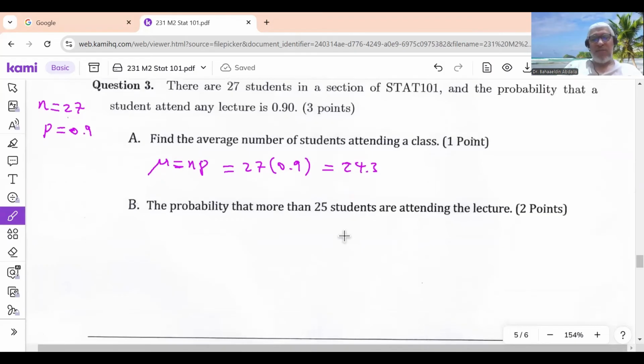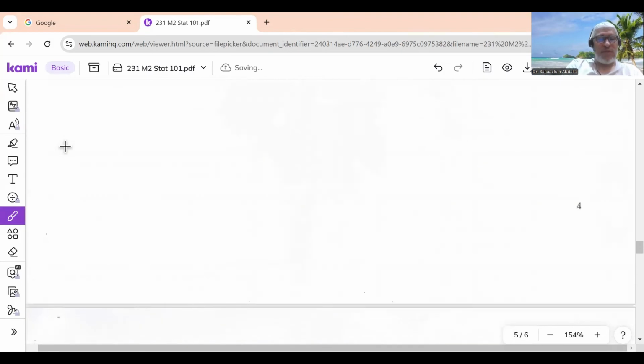The probability that more than 25 students are attending the lecture. So he's asking the probability that x is greater than 25, more than, so there is no equality. So what is n? 27. I told you x for binomial starts from 0 up to 27. The last number is 27.